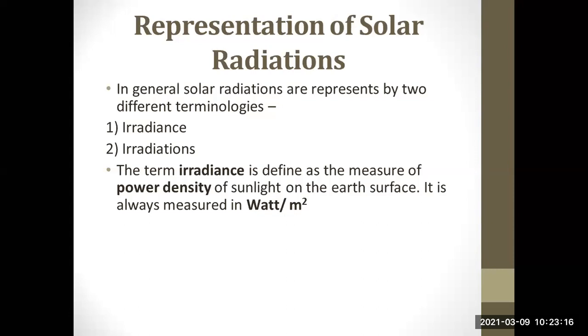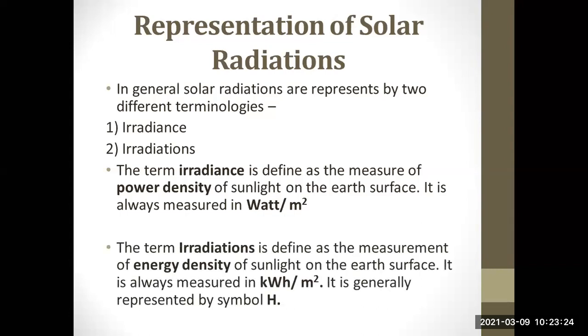So if you are trying to represent the magnitude of solar radiation in terms of say power density, then it is called irradiance. In the same way, another aspect to represent solar radiation is nothing but irradiation. Now what is the meaning of irradiation? The term irradiation is nothing but when we are trying to measure or represent the magnitude of solar radiation in terms of energy density.